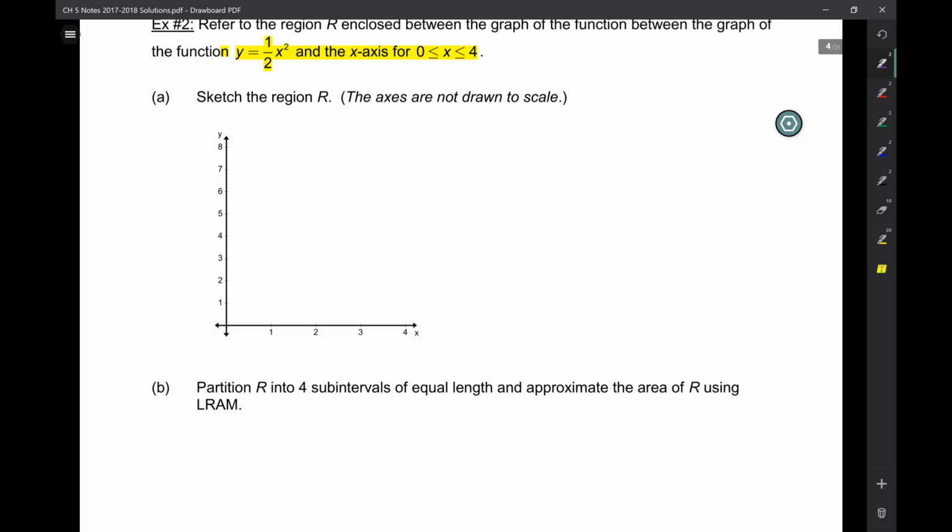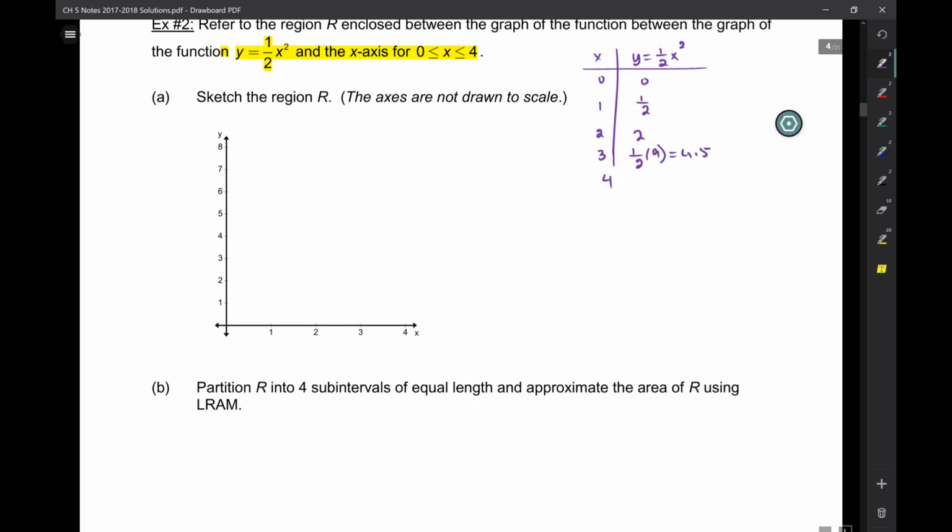Let's quickly put some points in here. So when x is 0 and you plug it into 1/2 x squared, what do you get? When x is 0, y would be 0. When x is 1, y would be 1/2. When x is 2, y would be 2. When x is 3, y would be 1/2 times 9, 9/2. And when x is 4, 8. Okay, so 0, 0, 1, 1/2, 2, 2.